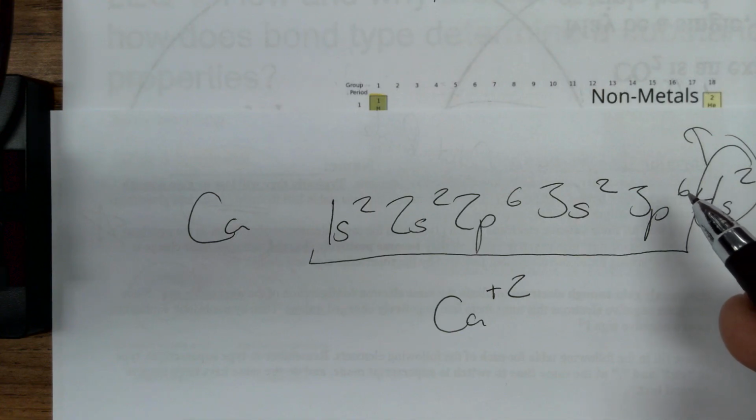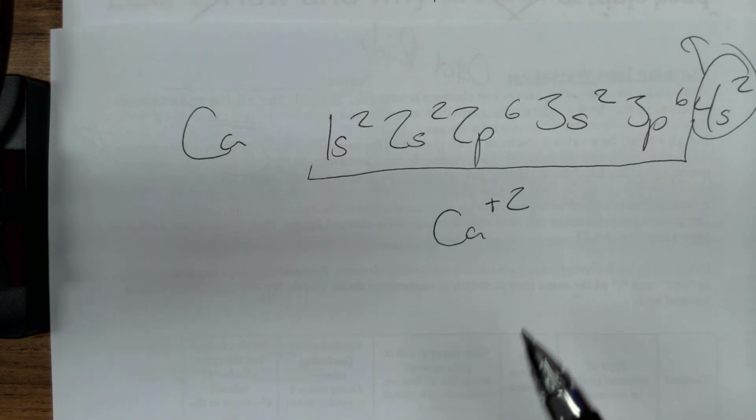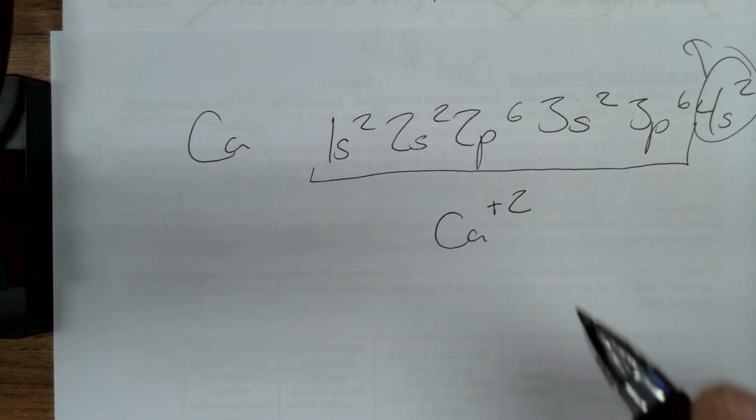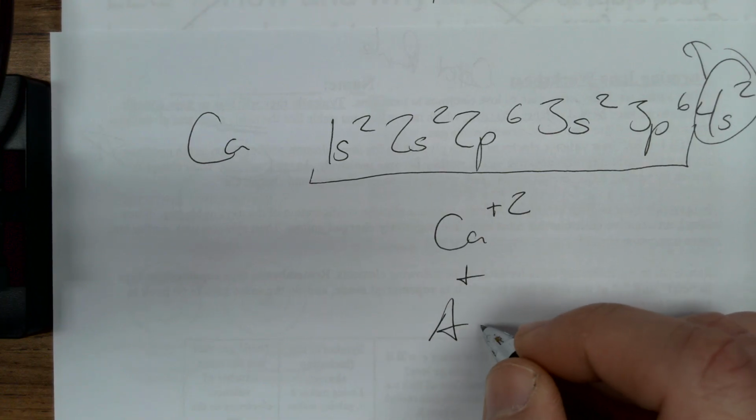Refer it to the original. Give me a second. 3p all the way from 1s2 to 3p6. That's my electron configuration for calcium plus 2. It's also my electron configuration for argon.